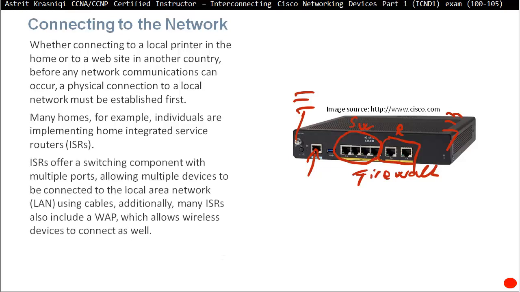ISRs offer a switching component with multiple ports, allowing multiple devices to be connected to a local area network, LAN, using cables. Additionally, many ISRs also include a wireless access point, which allows wireless devices to connect as well.